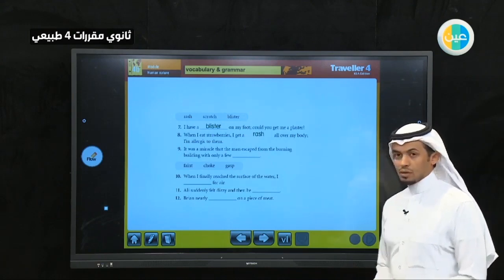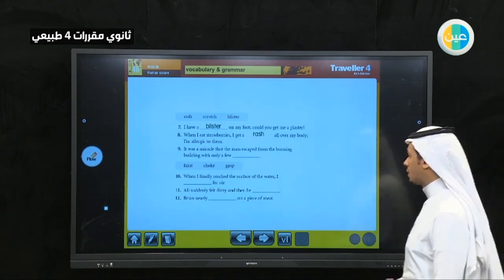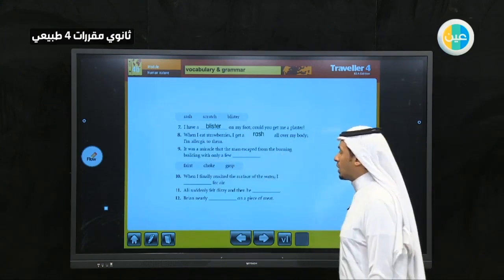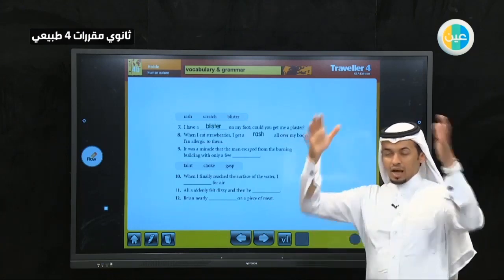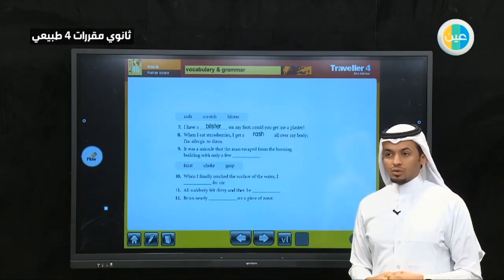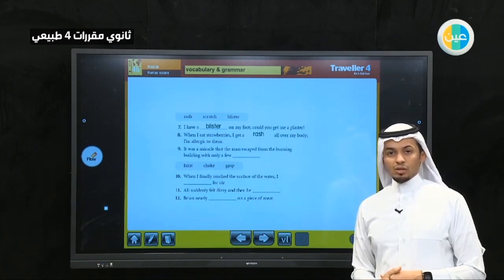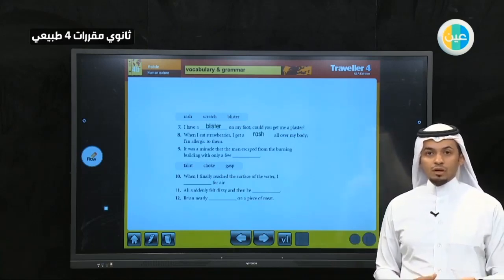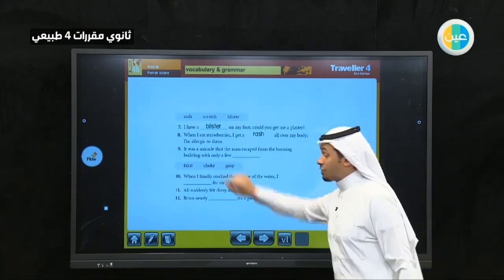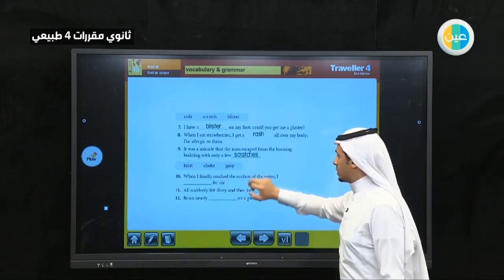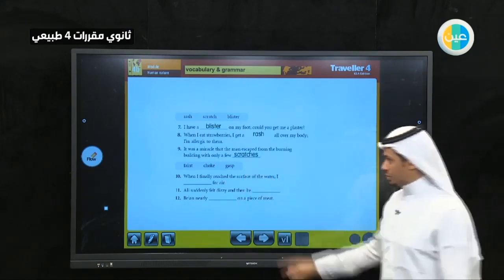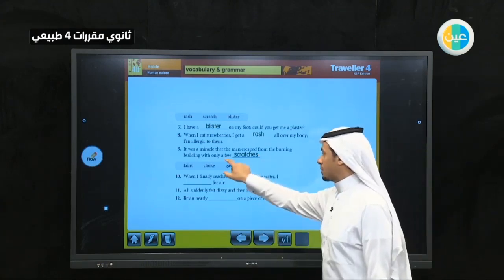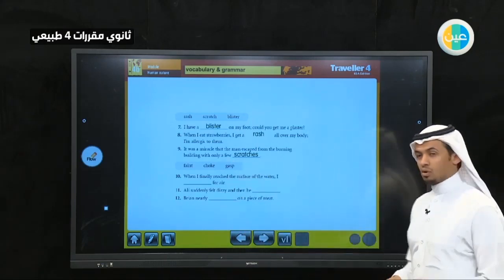Number 9. It was a miracle that the man escaped from the burning building with only a few scratches. So there was a building, a house maybe, or a company that was on fire, but the man escaped. He went out very quickly, which caused him only a few scratches. We wrote this in plural because a few means more than one.